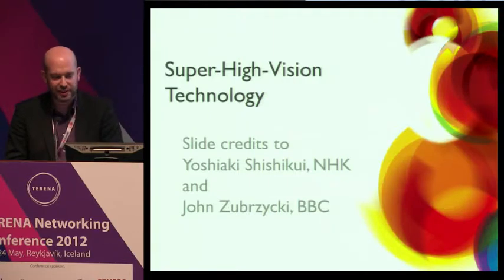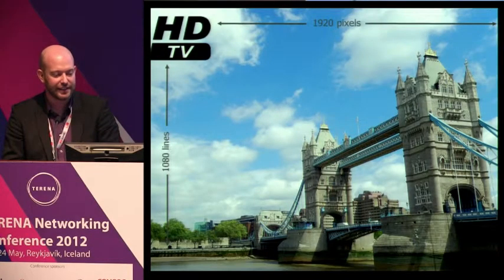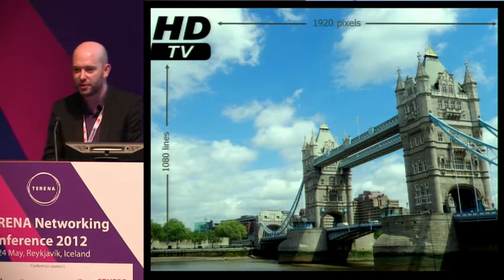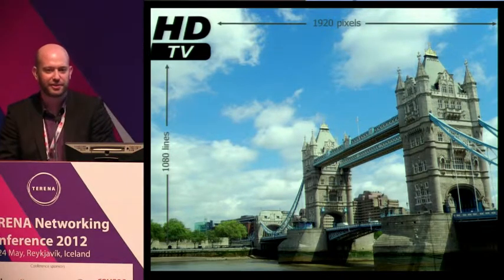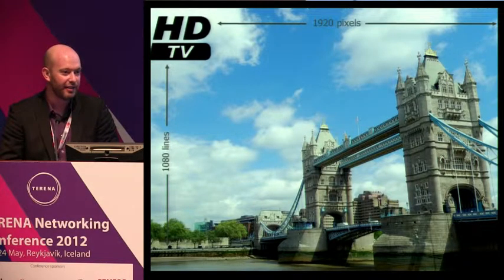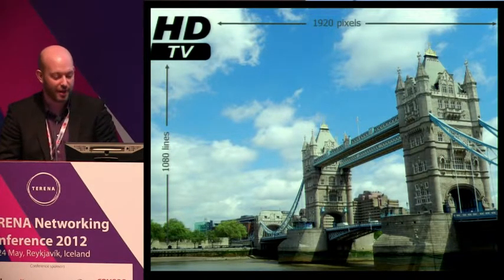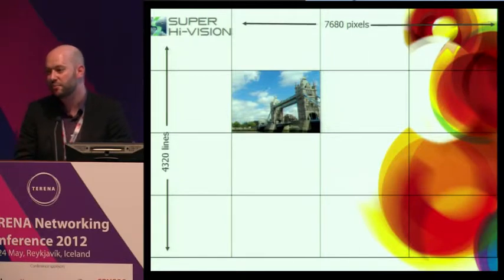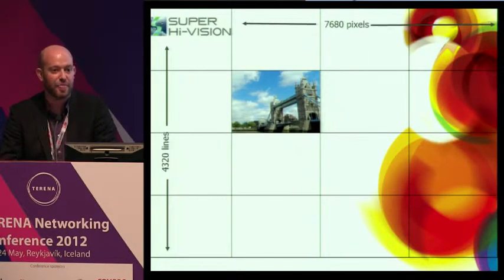So the technology itself is fascinating. Just to give you a very quick overview, this is HD. So if you imagine you've got 1,920 pixels across the top of your HD picture, which a lot of people have in their televisions at home now. Super high vision is 16 times that. So you've essentially got a big pile of televisions stacked up one on top of the other to provide you with the number of pixels that we can ship around the network to do super high vision.